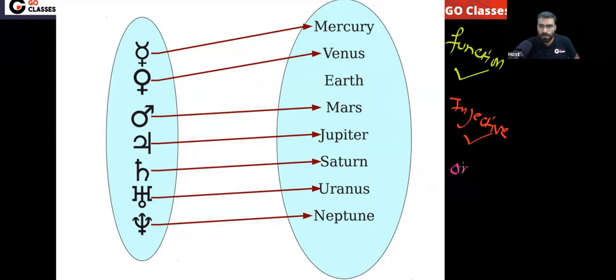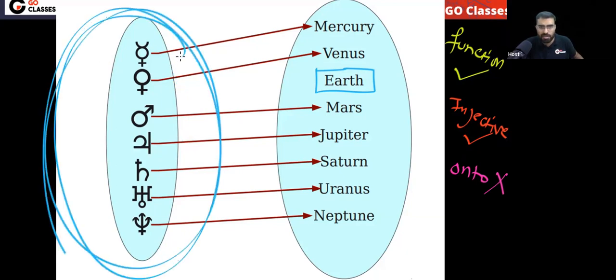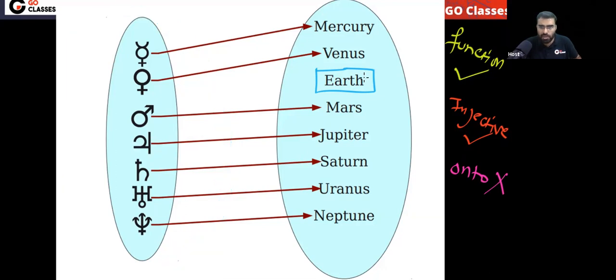Is this onto? Is this surjective? No, this is not surjective. What is the reason? This element is not covered. This element does not have any pre-image. There is no element in the domain which maps to earth. So this is not onto. What about bijection? Because this is not onto, this is not a bijection. So this function is not a bijection.